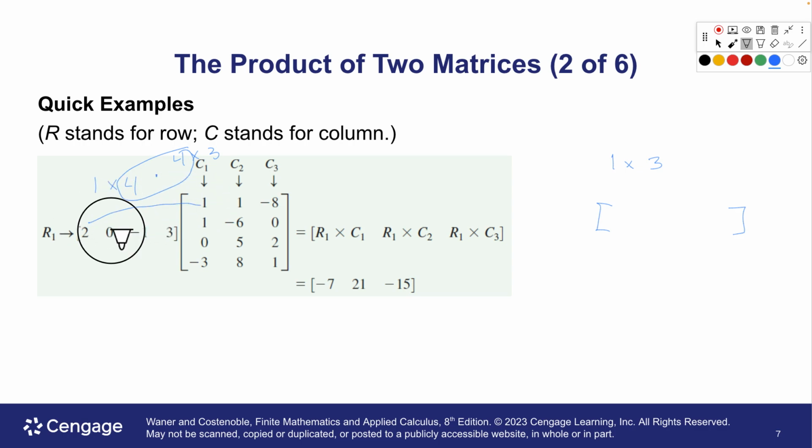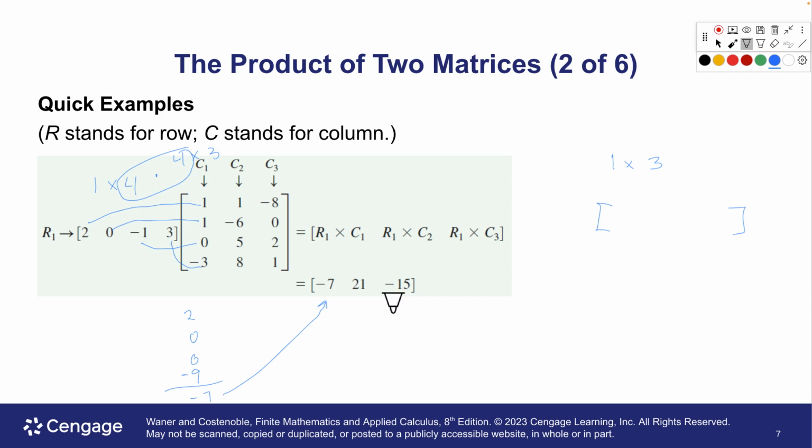times 1, 0 times 1, negative 1 times 0, 3 times negative 3. So the row times the column times 2 is 2. 0 times 1 is 0. Negative 1 times 0 is 0. And 3 times negative 3 is negative 9. Add those together, and we get negative 7. That's what that one is there.